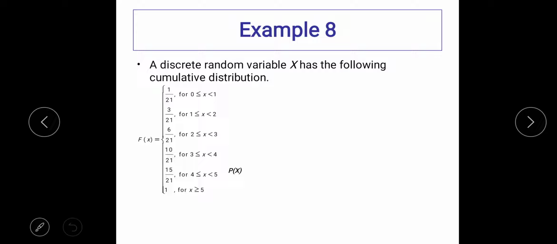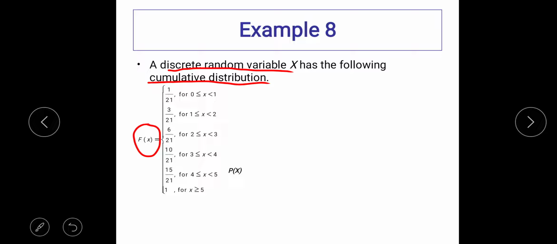Okay, we continue with our example 8. Now if you look at example 8, again you have the discrete random variable with the following cumulative distribution. So if you notice here, this is capital Fx, so this is representing cumulative distribution function.